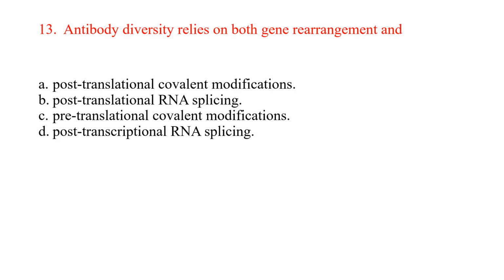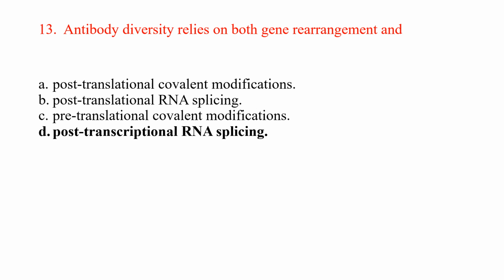Number 13, antibody diversity relies on both gene rearrangement and A, post-translational covalent modifications, B, post-translational RNA splicing, C, pre-translational covalent modifications, or D, post-transcriptional RNA splicing. The answer is D, post-transcriptional RNA splicing. As we look at the answers here, for the letter D, post-transcriptional RNA splicing, you should think about the order in which the RNA is going to be modified and also translated.